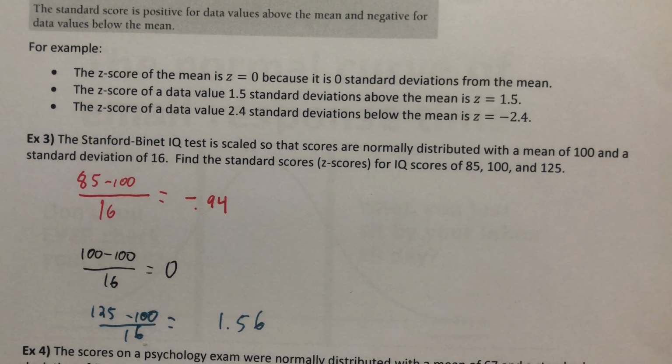That means the z-score for 100 is 0, because 100 minus 100 is 0. 0 divided by 16 is 0. And if I'm looking at 125, 125 is bigger than 100, so it's going to be a positive z-score. 125 minus 100 divided by 16 is positive 1.56. So if you have an IQ of 125, you're 1.56 standard deviations above the average.